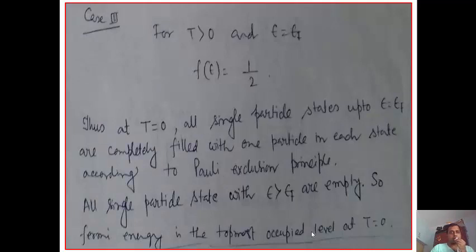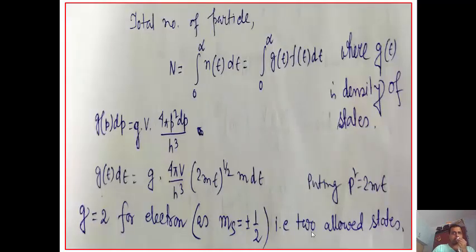For other temperatures, that is T greater than 0 and epsilon equals epsilon f, we have f(epsilon) equals half. Thus at T equals 0, all single particle states up to epsilon equals epsilon f are completely filled with one particle in each state, according to the Pauli exclusion principle. All single particle states with epsilon greater than epsilon f are empty. So Fermi energy is the topmost occupied level at T equals 0 Kelvin.